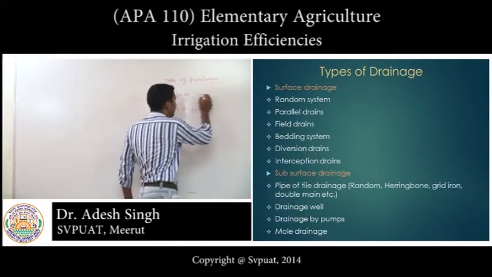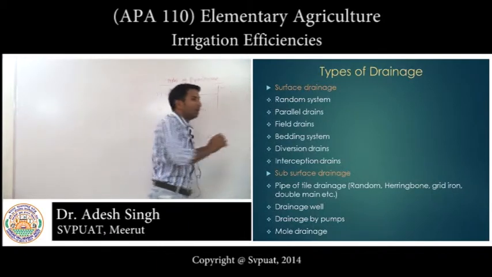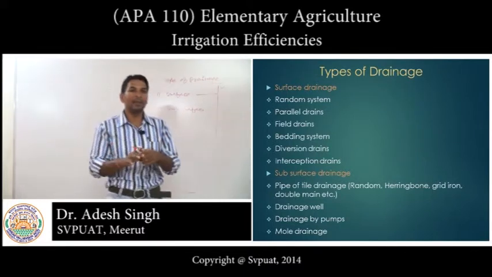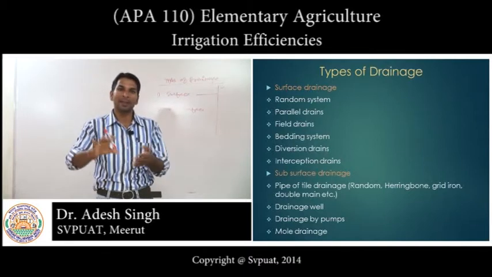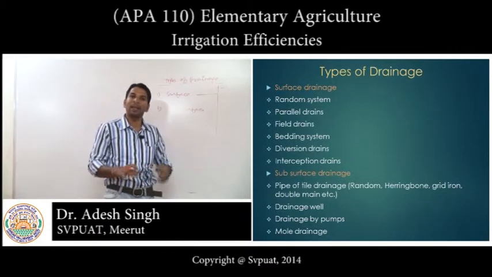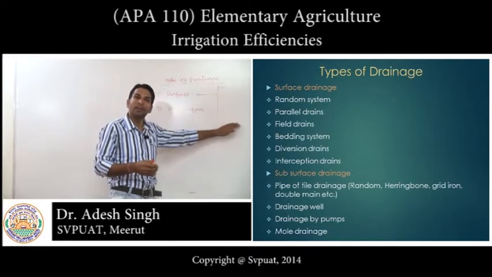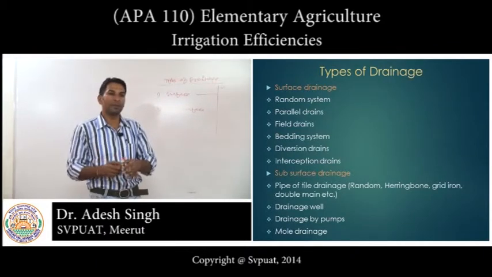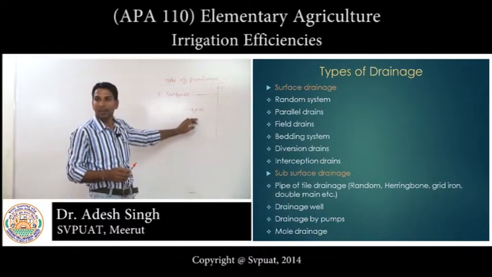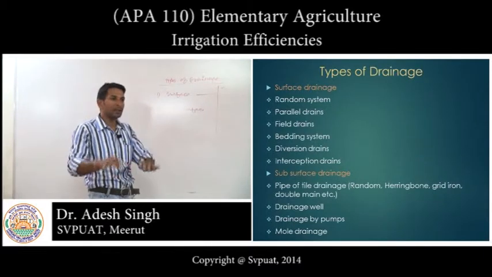So in surface drainage only channels or ditches are constructed over the surface, but in subsurface drainage either pipelines or tile lines are embedded within the root zone or below the root zone. This is the open system and this is the closed system, where the pipelines or tile lines are arranged in the soil itself.